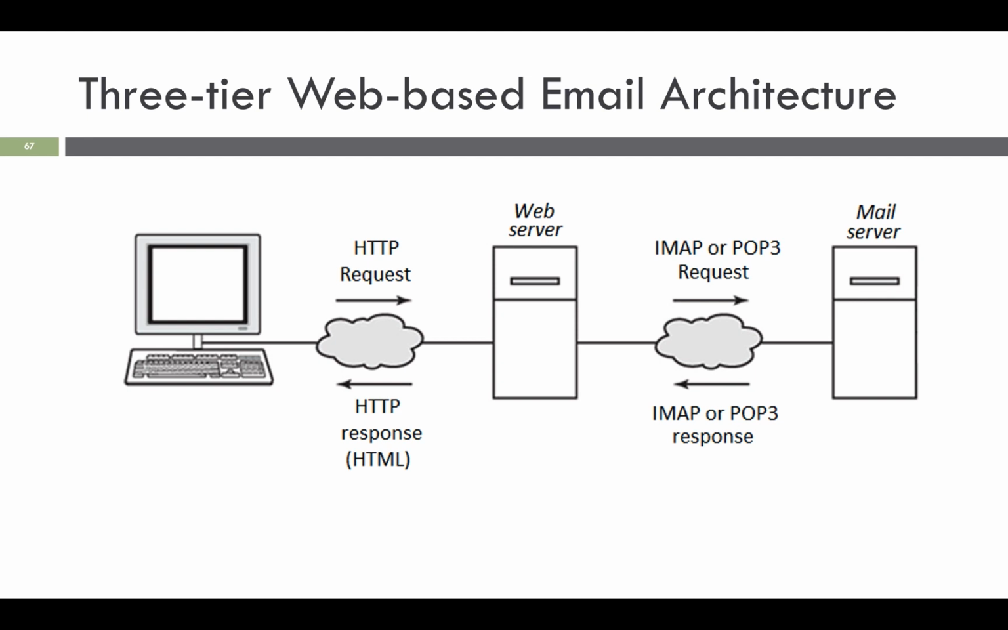The web server receives the HTTP request for the web page that contains the user's mail. Before it can send a response back, the web server has to contact the email server using IMAP or POP3 to get the email. The data then propagates back up the chain, which allows the user to see their email in HTML format. Note that in this case, the web server machine is the client to the email server.